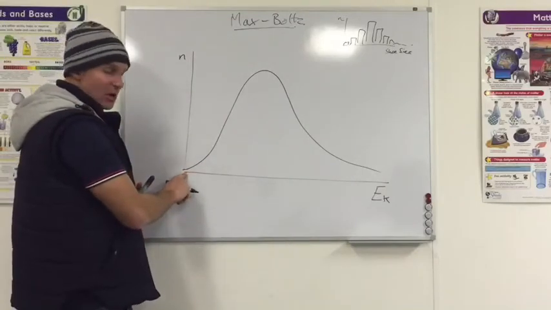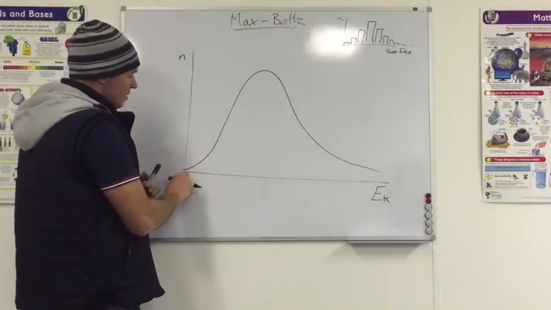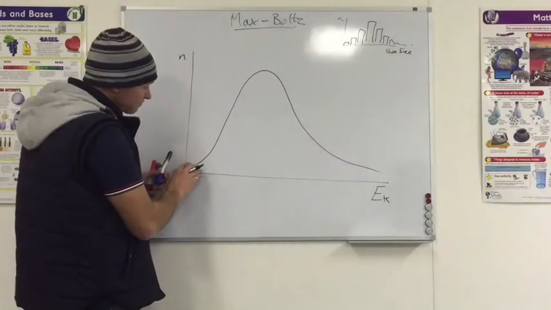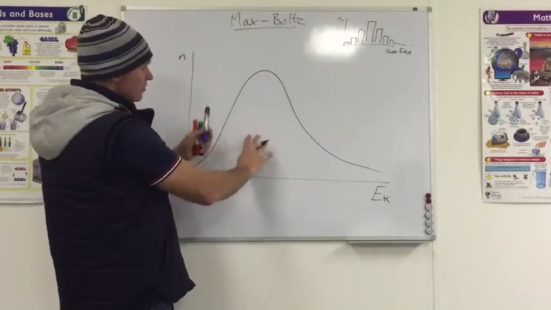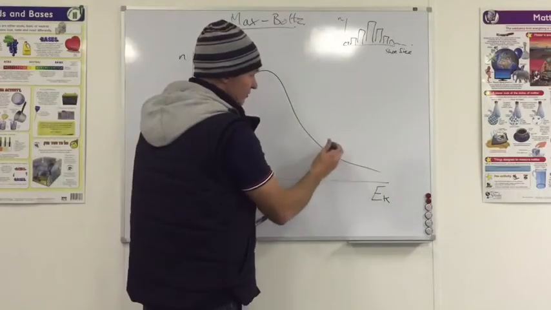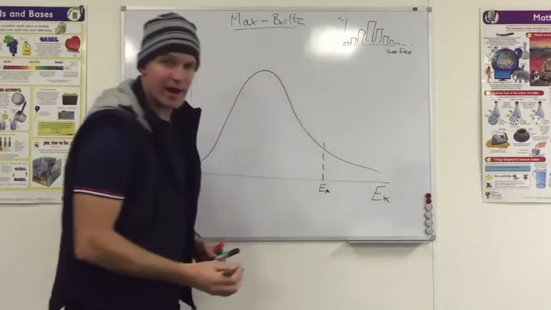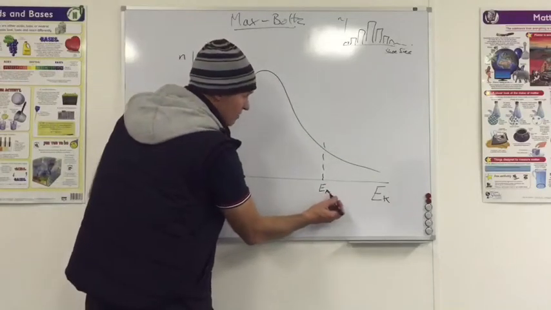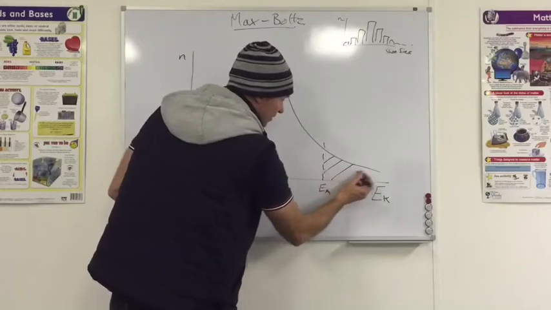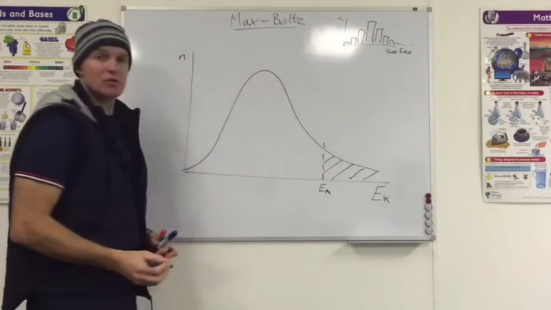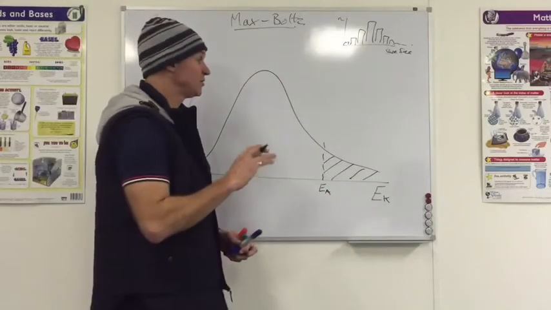Very few particles have no energy at all, but there would be some that have a little bit of energy. Most have a moderate amount of energy, and some have lots and lots of energy. And somewhere over here, there'll be a cutoff point, and that is our activation energy. And any particle above that will be able to react. It's got sufficient energy to react.